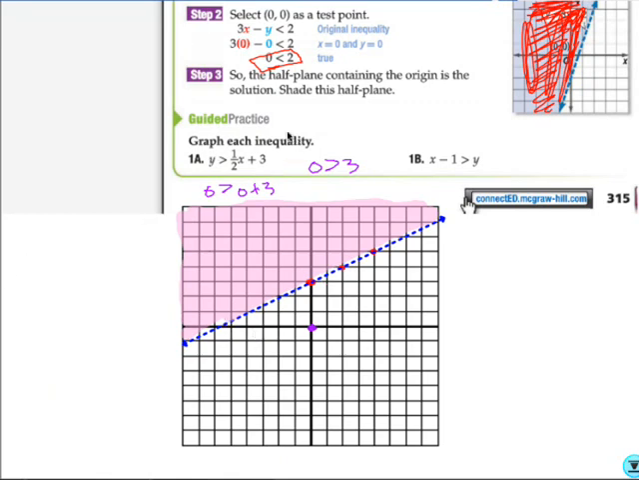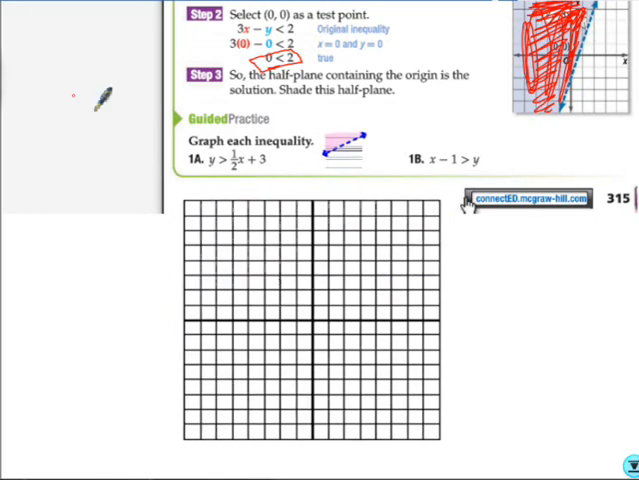Go ahead and pause the video here, see if you can solve or graph 1b. Pause the video now. Okay, I'm going to walk you through 1b. The first thing I did is I rewrote it so that it was 1 is less than x minus 1. Now my y-intercept is negative 1, and my slope is 1, so that's up 1 over 1. So there's my line, or there's my points.